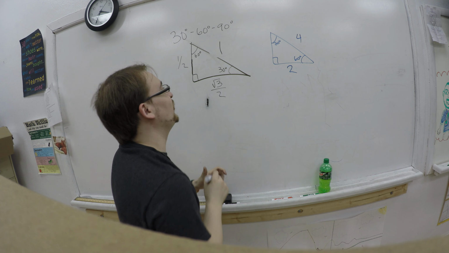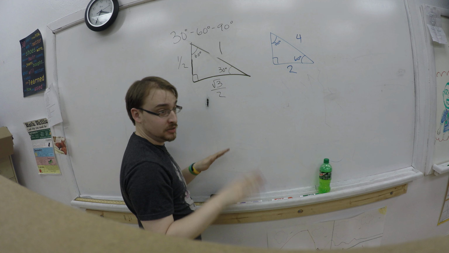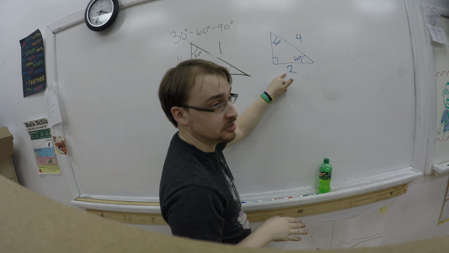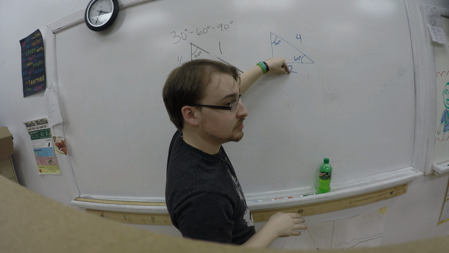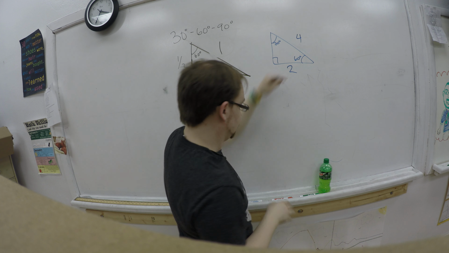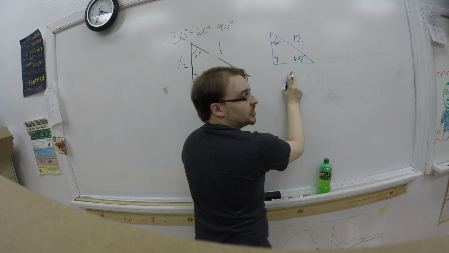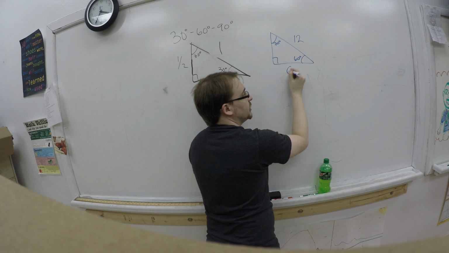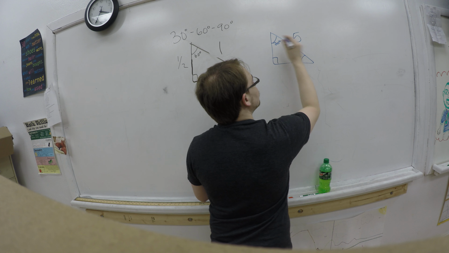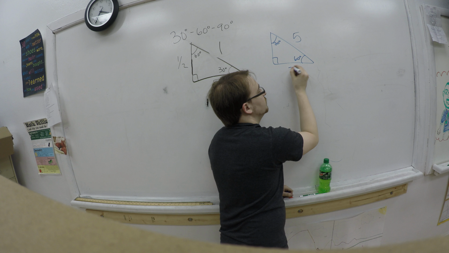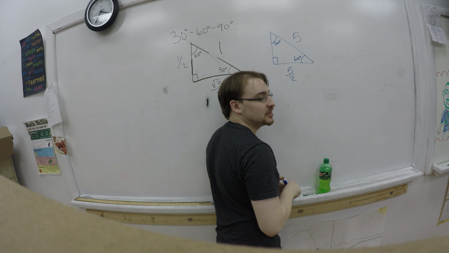God, this is confusing. So all it is, whatever your hypotenuse is, divide it in 2, and you get the opposite of the 30-degree side. Okay? So whatever 30 degrees is looking at, that's half of your hypotenuse. So if the hypotenuse was 12, what would the opposite of 30 be? 6. If the hypotenuse was 5, what would the opposite of 30 be? 5 over 2, right? Fractions are your friend. It's division for lazy people, okay?